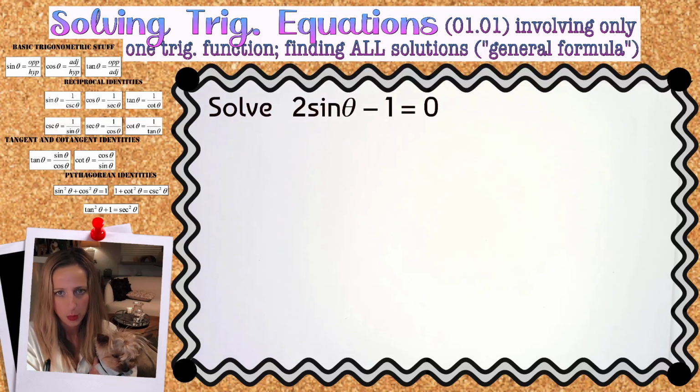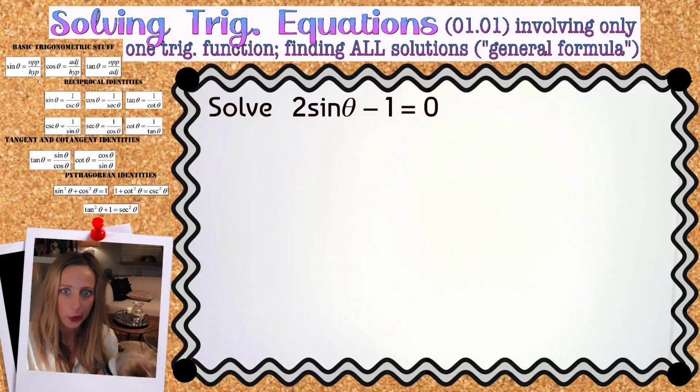So the first one is involving only one trig function. In the example you see on the screen now, it's only sine theta. It's not a mixture of sine theta and cosine theta or anything like that. And then what we're going to do is find all solutions, which is the 0.01. When we find specific solutions, that's going to be like 0.02. All right, so you'll see that in a future video.